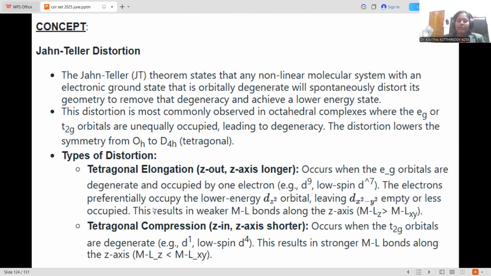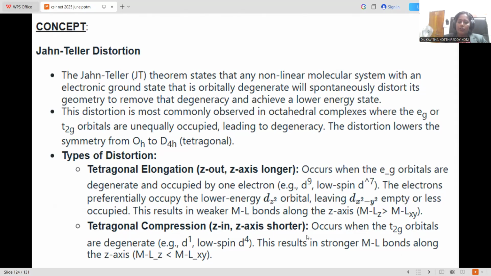The electrons preferentially occupy the lower energy dz² orbital, leaving dx²−y² empty. This results in a weak metal-ligand bond along the x-axis. Along the x-axis, the metal-ligand z-axis energy gets raised, and the metal-ligand xy orbital energy gets lowered because of this Jahn-Teller distortion, so that the z-axis ligands get elongated. Tetragonal compression is the reverse of this elongation process.